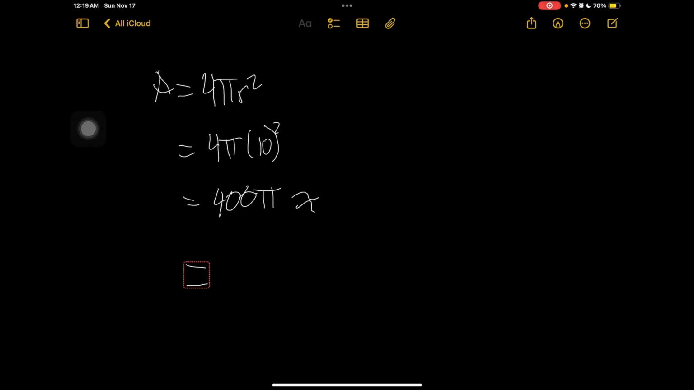400 pi is equal to 1256. So 1256 centimeter squared. So this is our surface area.